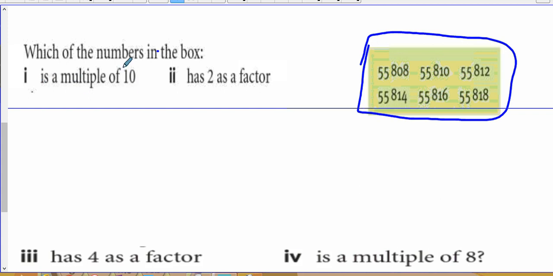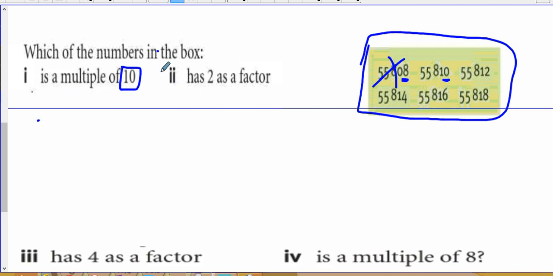Remember what we discussed? A number is a multiple of 10, or a number has 10 as a factor, if the last digit is a zero. The last digit should be zero. But in this case, the last digit is 8. So this has no 10 as a factor. The last digit is 0.